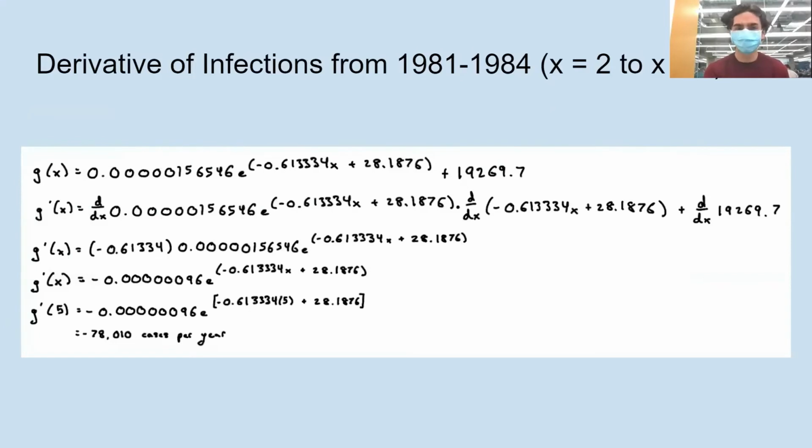Now looking at the derivative of the post-vaccination period, we once again wrote out the equation and did the derivative on this one. In this case, we used the chain rule rather than the power rule. We also still used the constant rule as it does have a constant. And what we found by plugging in 5, which was 3 years after the vaccine was implemented to mirror that of the pre-vaccination period, was about negative 78,000 cases per year.